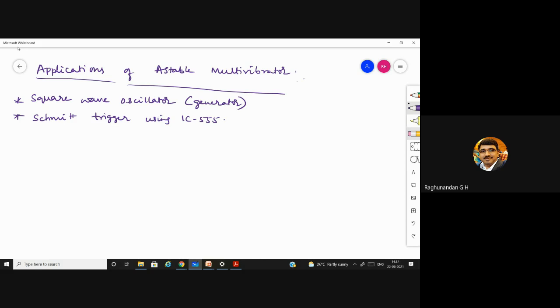This is also a circuit which generates square waves based upon the reference signals which we give. After that, we have the 555 timer as a voltage controlled oscillator, that is, the VCO, in short. So these are the three applications which we are going to study in this.